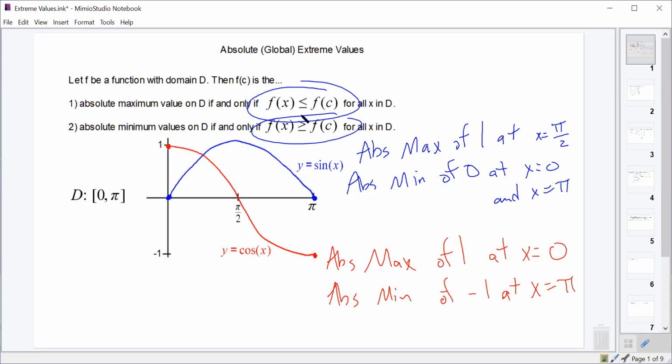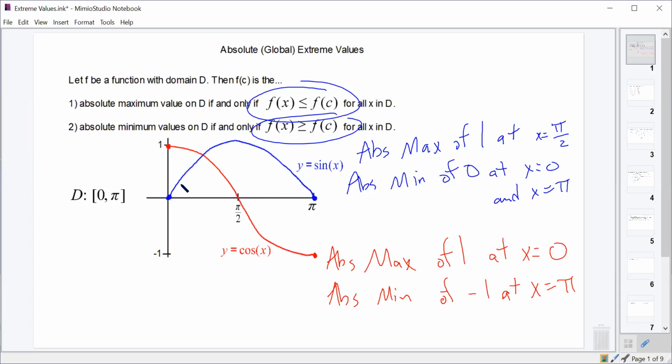So we have an absolute max in the domain of our function if the function is always less than or equal to that value for all other values in the domain. And it's an absolute min if our function is always greater than or equal to that value. So this is an absolute min because every other value of the function is either greater than or equal to 0 from 0 to pi. And same with pi. At pi, it's 0, and every other value of our function from 0 to pi is always greater than or equal to 0 on our domain. Does that make sense?